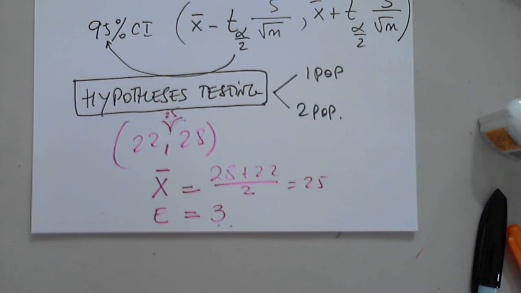Okay, so the point estimate is 25. And the margin of error is, what did we say? 3. That's it. Good, moving on. Who would like to continue? I'll read this. Yes, please.